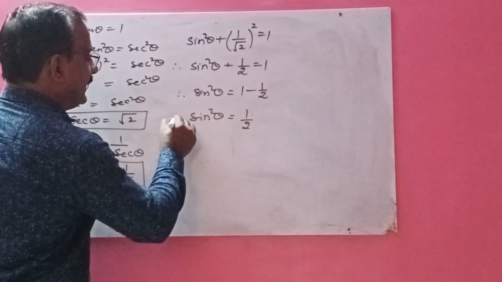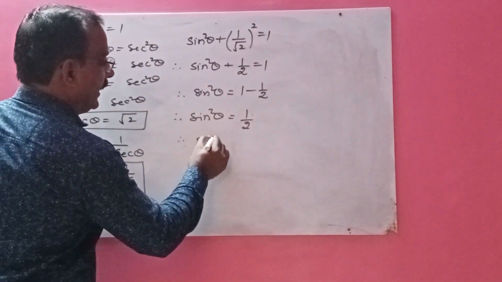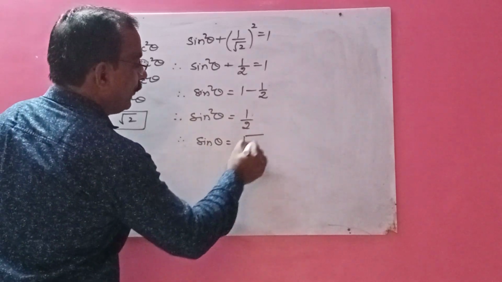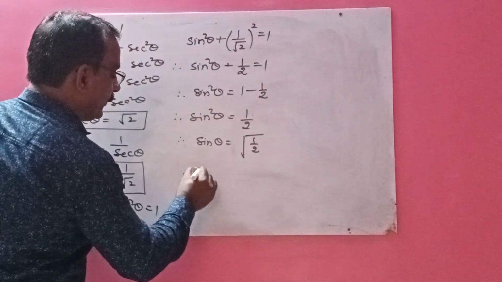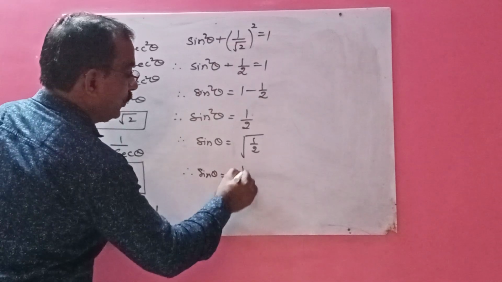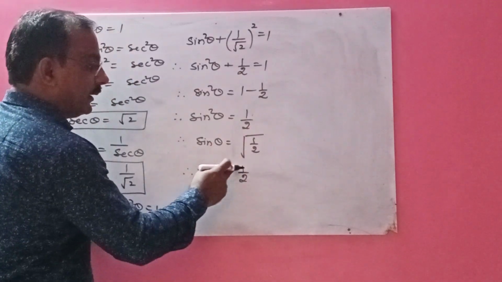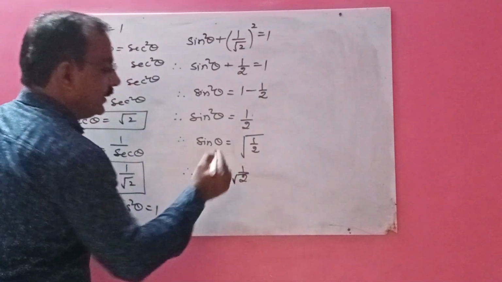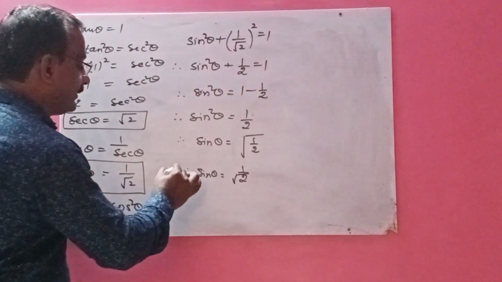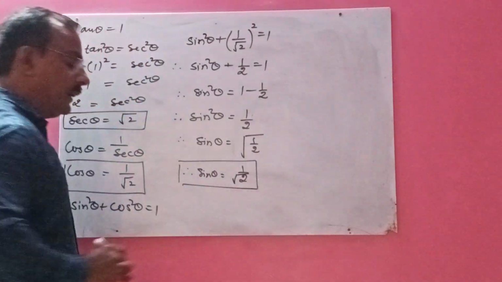So what about sin theta? Sin theta is root of 1 upon 2. Therefore sin theta is equal to square root of 1 is 1 and square root of 2 is root 2. So sin theta you got, children. Third one also you got.